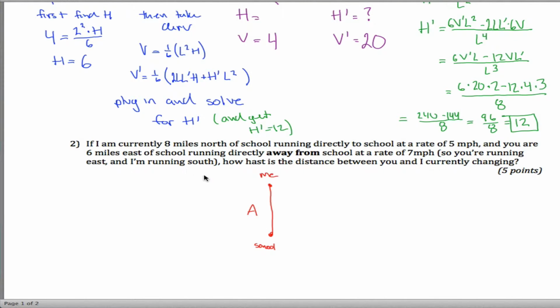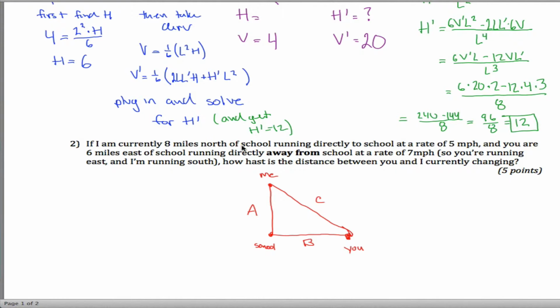And you are 6 miles east of school. Let's see, east would be this way. Good enough. This is you. Maybe we'll call the distance from you to school B. And while we're here, let's call the distance from me to you C. And then go through the problem and see what we were told.